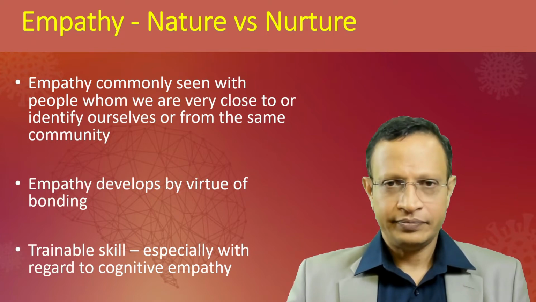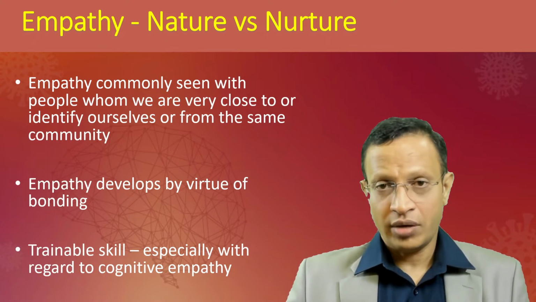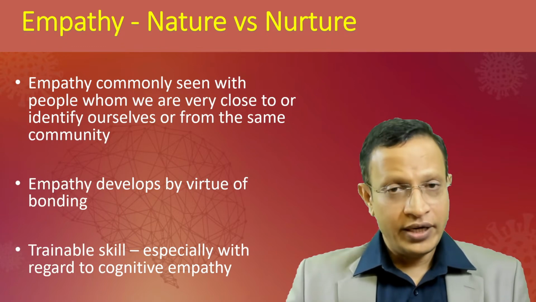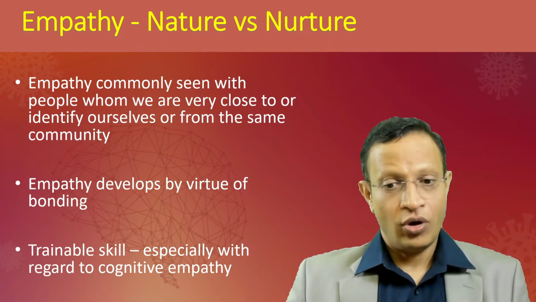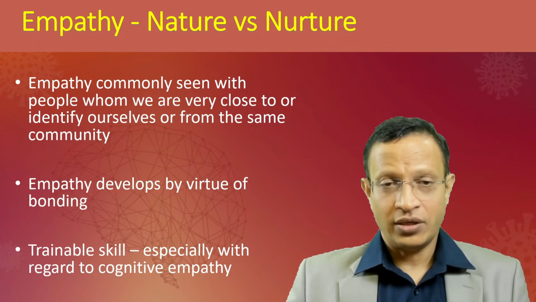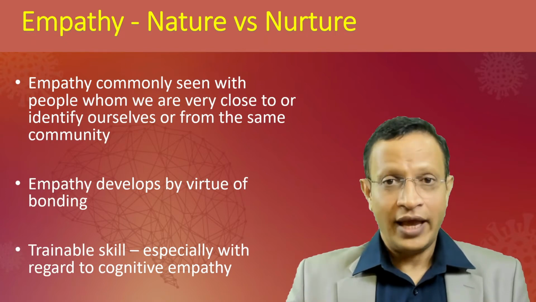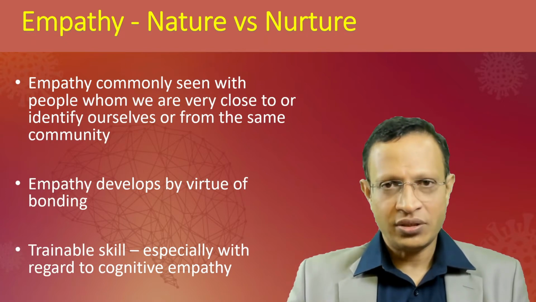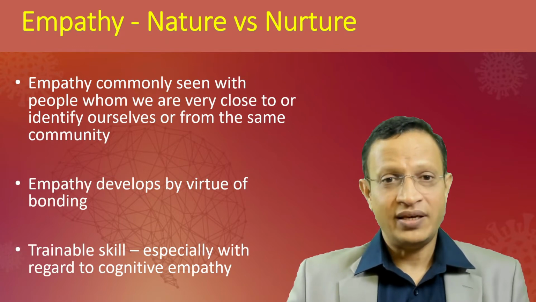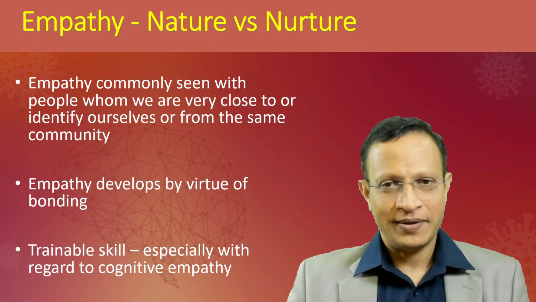Not only that, if you identify with a community and a person in your community gets hurt, you will also feel the same. That means the ability to recognize that he belongs to you, the ability to have a bonding with him, plays a major role in empathy. Empathy develops by virtue of bonding. Again, this bonding occurs by communication, which can be learnt. Hence, empathy is also considered a trainable skill, especially with regard to cognitive empathy, as I said.